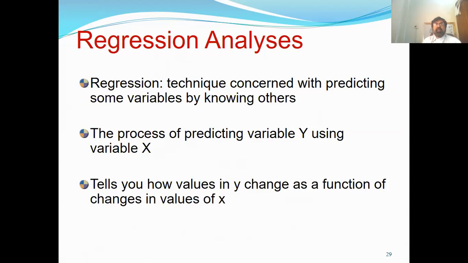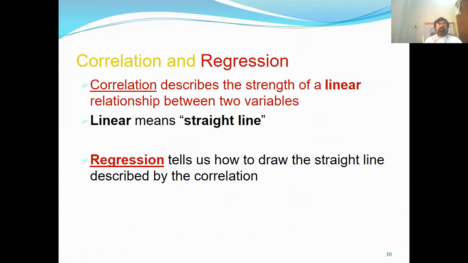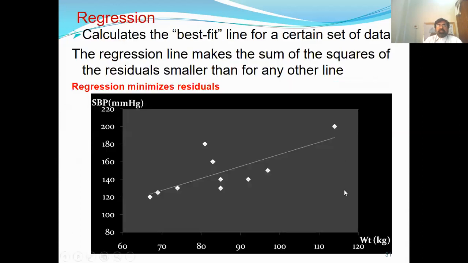Now let's move ahead. These are techniques concerned with predicting some variable by knowing others. The process of predicting variable y using variable x tells you how values of y change as a function of the changes in values of x. Correlation and regression: correlation describes the strength of a linear relationship between two variables. Linear means straight line, and regression tells us how to draw the straight line described by the correlation. So this is the best fit line, also called the regression line, and this is regression analysis.